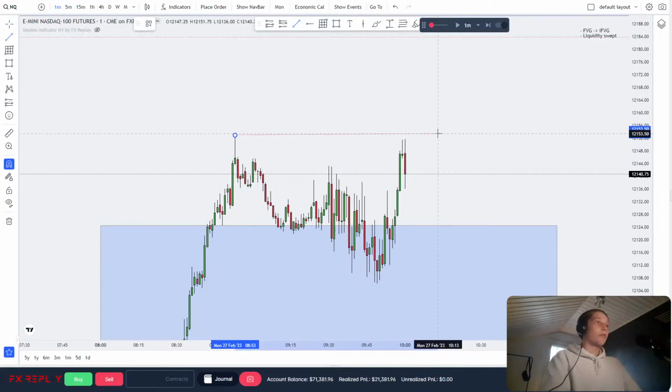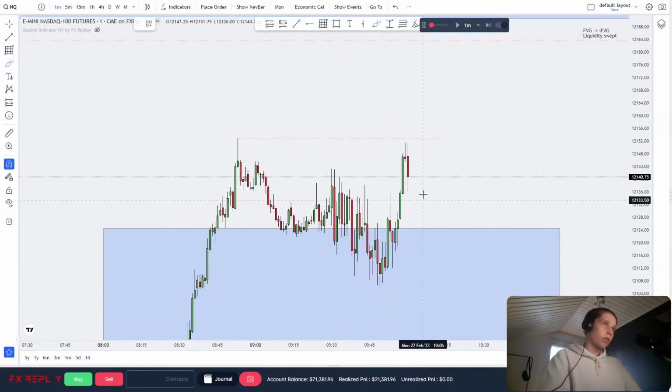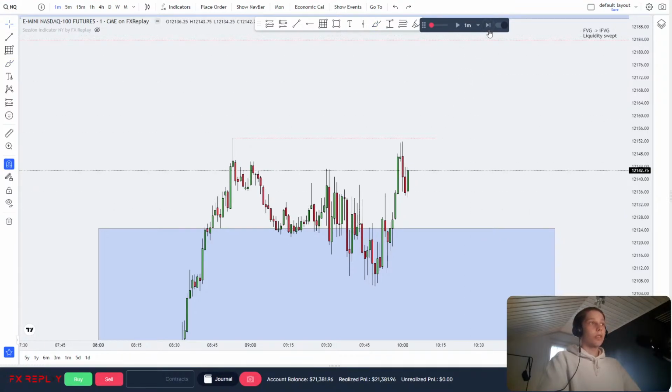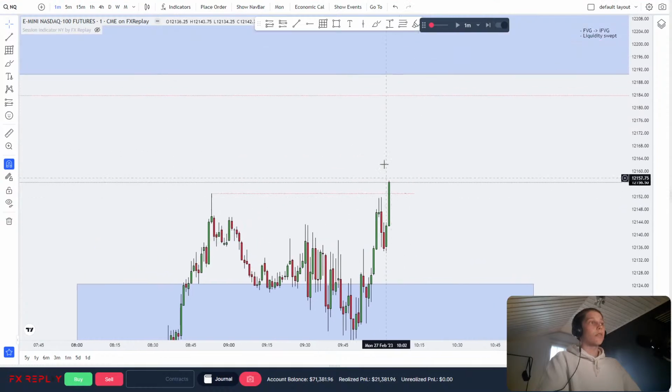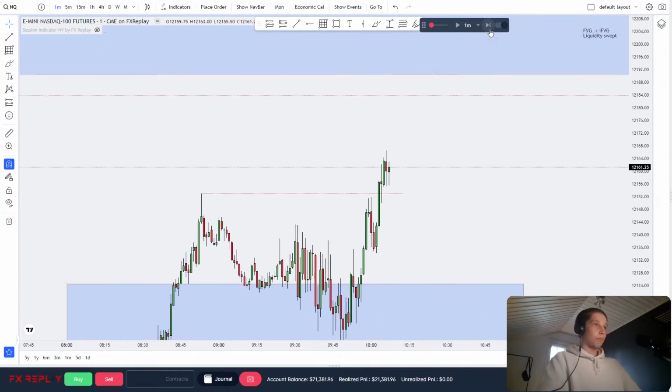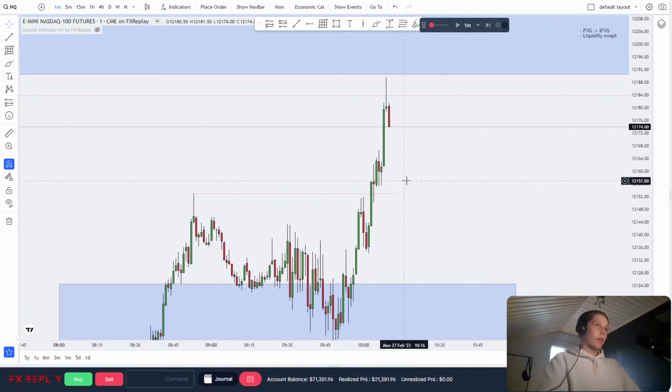Now we create equal highs. So what you want to see is a bearish fair value gap created here. Then we could have an inversion. I'm not so sure that it's going to happen here, but that would be the ideal situation. And you can see we run that high and end up running all those highs.